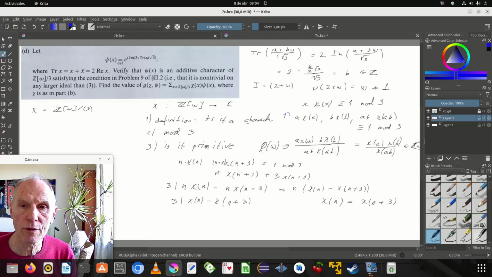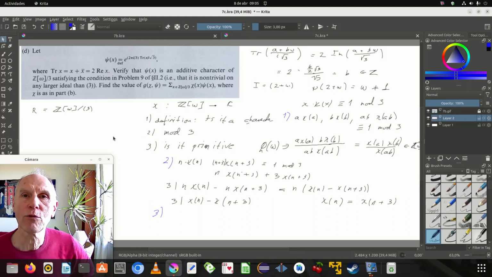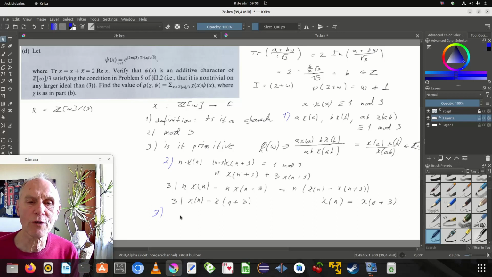So this is number 1, this is number 2, and number 3, that it's primitive. That was very difficult in the case of y squared equals x cubed minus n squared x. But that was because we had to do it with an infinity of values of n, with an infinity of curves. Now we just have one curve, so the only ideal dividing 3 is I.